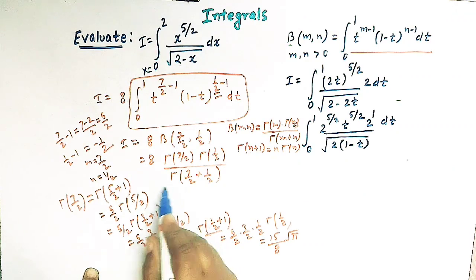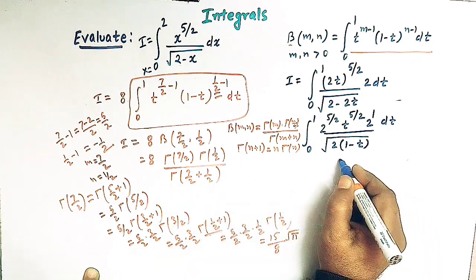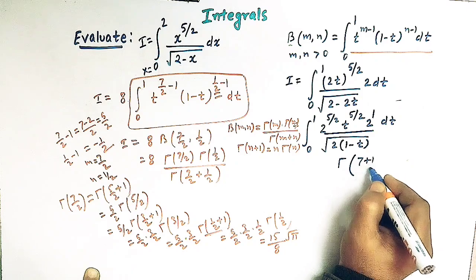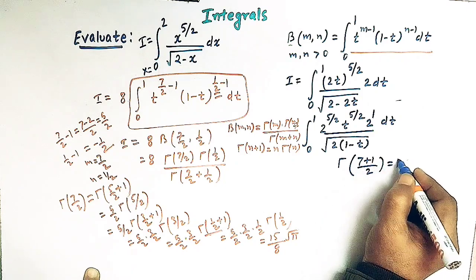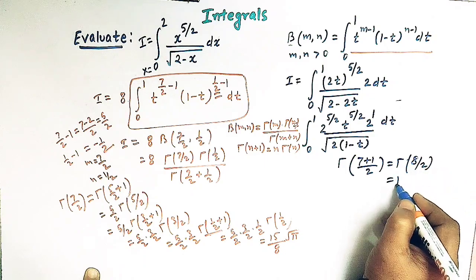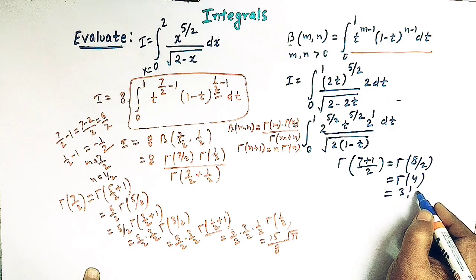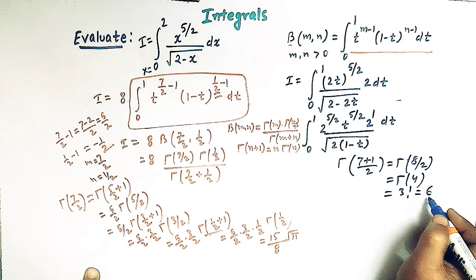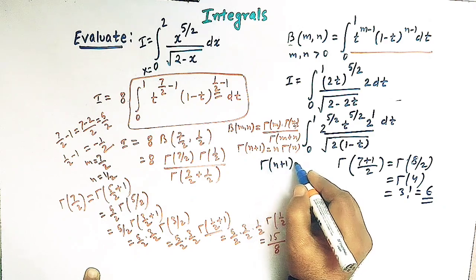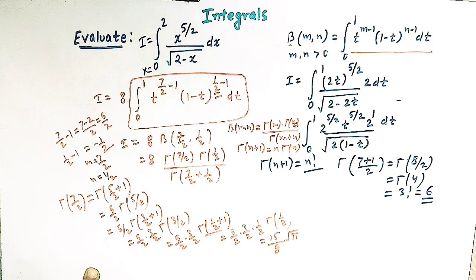So now in the denominator we have gamma 7 over 2 plus half. So we have 7 over 2 plus half is 7 plus 1 over 2. That is gamma of 7 plus 1 is 8, 8 over 2, that is gamma 4. And gamma 4 is equal to 3 factorial, that is equal to 6, right? Because we know that gamma n plus 1 is equal to n factorial, where n is some positive integer.